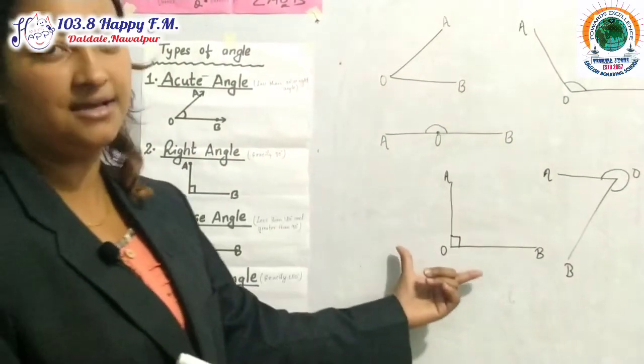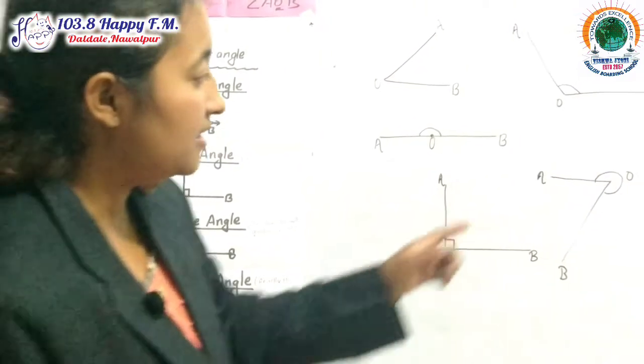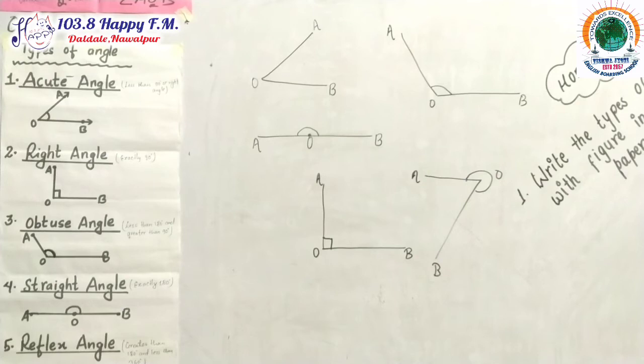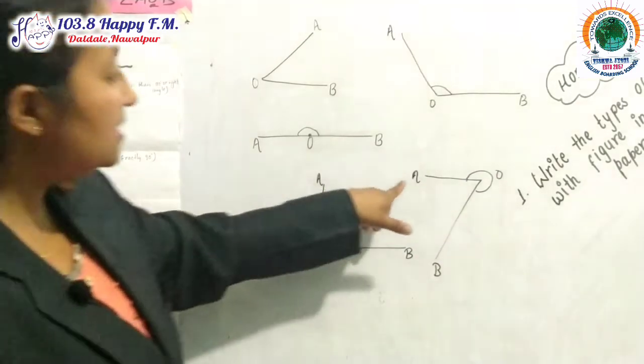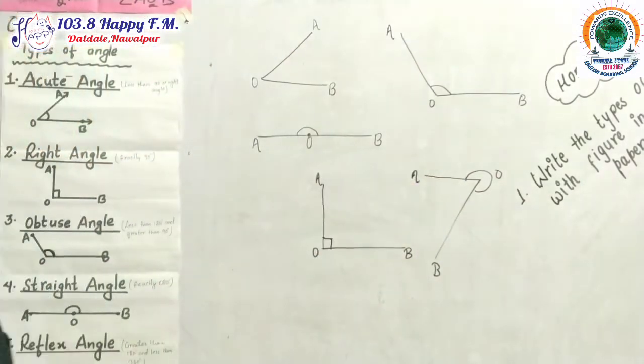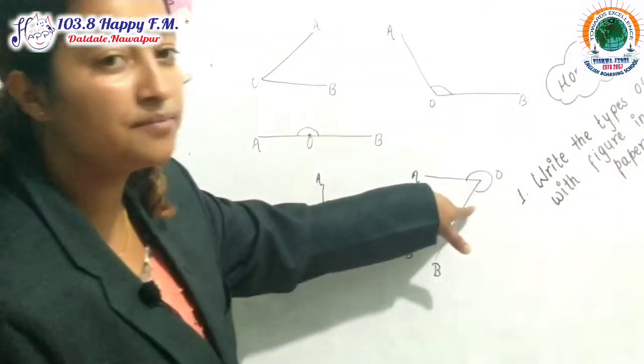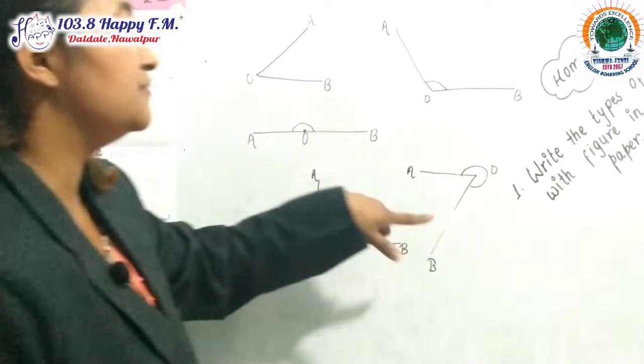Good, right angle. Now, here, can you identify this angle? It seems to be an acute angle, right? No, it's a reflex angle. Why? Because the symbol of angle is given from the outside of the arms.